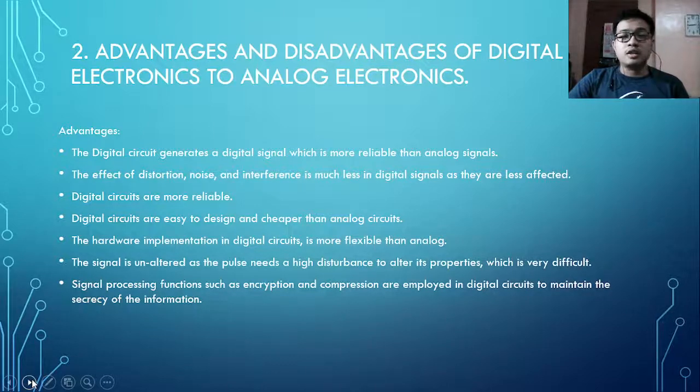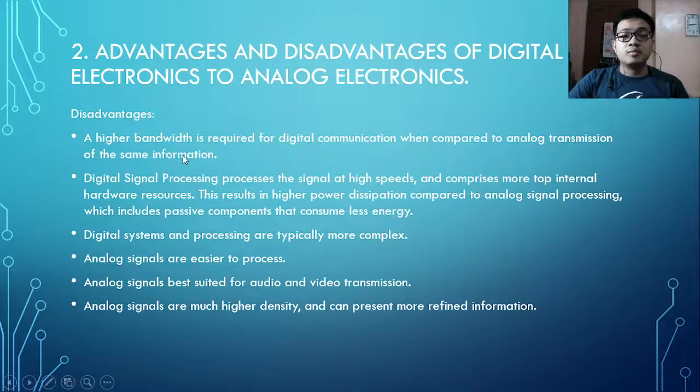If there are advantages, there are also disadvantages, so we will discuss them here. First, a higher bandwidth is required for implementing digital communication signals when compared to analog transmission of the same information. Next, digital signal processing processes the signal at high speeds and comprises more internal hardware resources. This results in higher power dissipation compared to analog signal processing, which includes passive components that consume less energy.